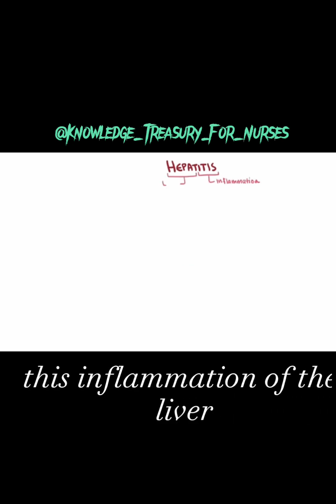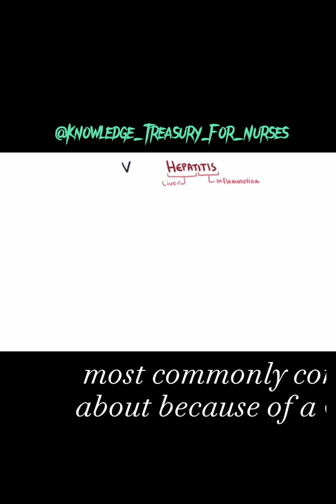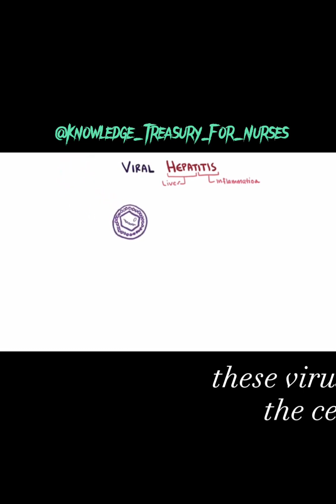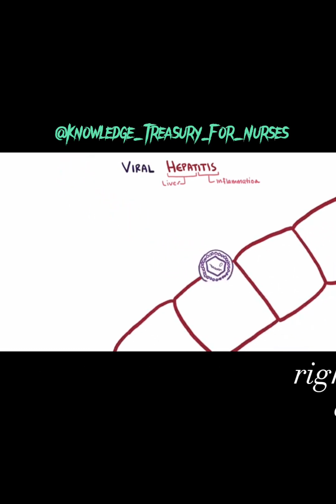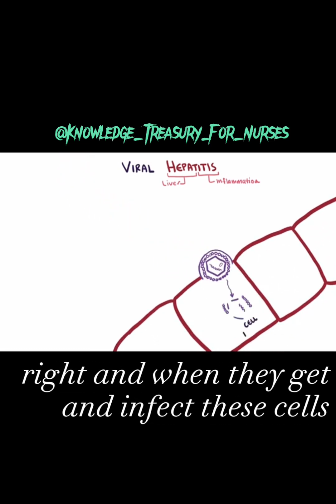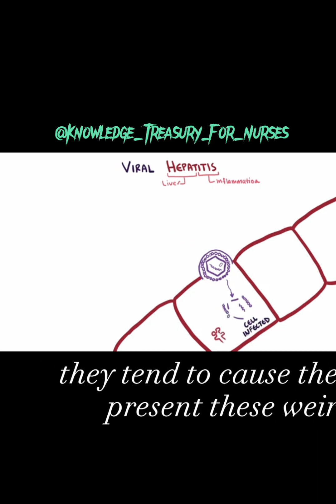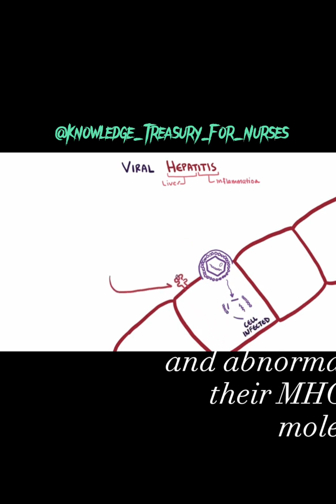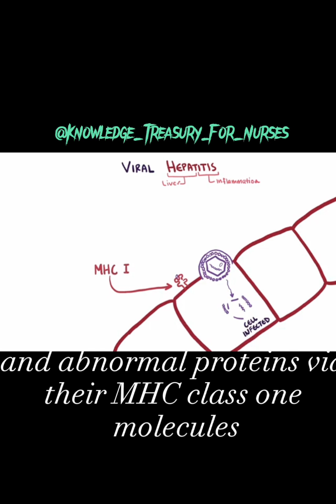So hepatitis, meaning inflammation of the liver, most commonly comes about because of a virus. These viruses tend to target the cells in the liver, right? And when they get in and infect these cells, they tend to cause them to present weird and abnormal proteins via their MHC class 1 molecules.